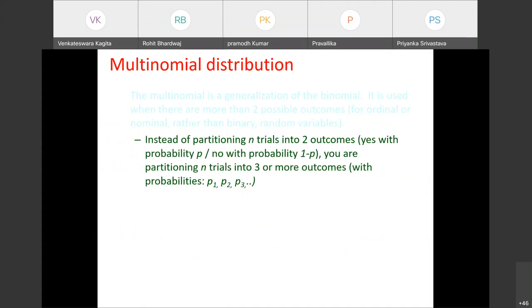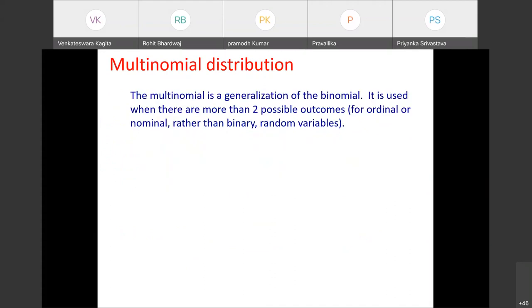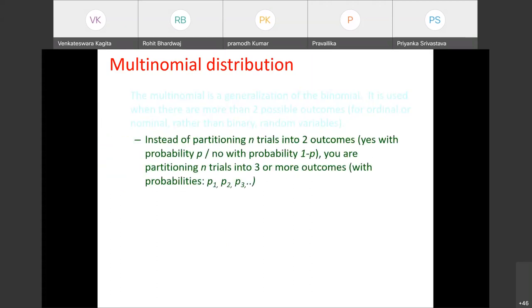The multinomial distribution is the generalization of the binomial. It is used when there are more than two possible outcomes. For example, here we are taking heads or tails, right? Like that, if we have more than two outcomes, like ordinal or nominal, rather than binary random variables, then we go for the multinomial distribution.